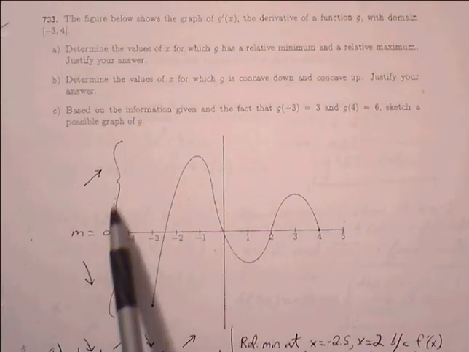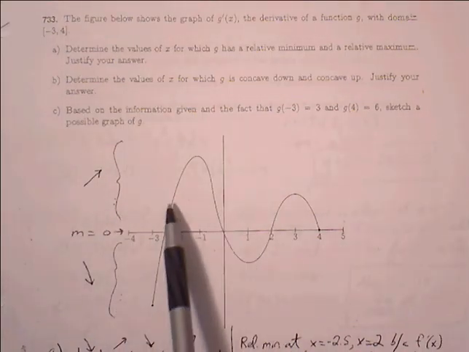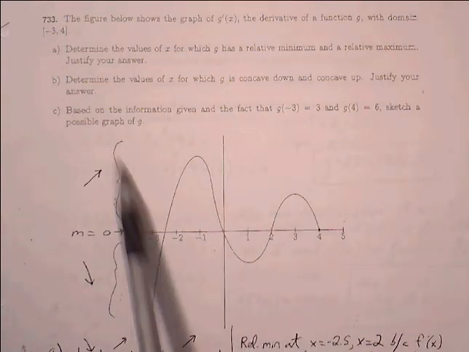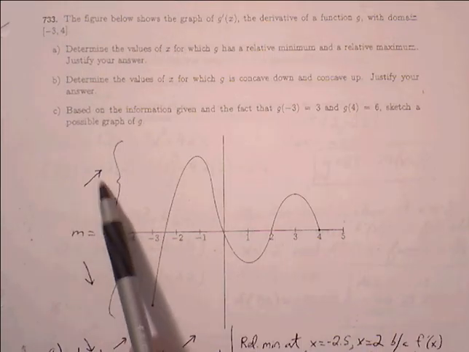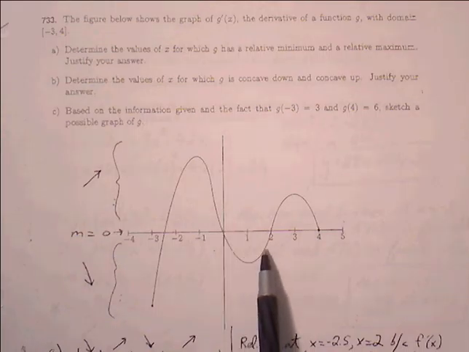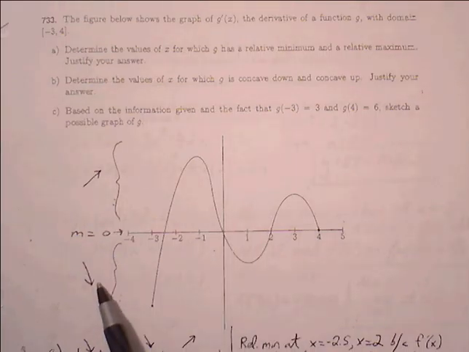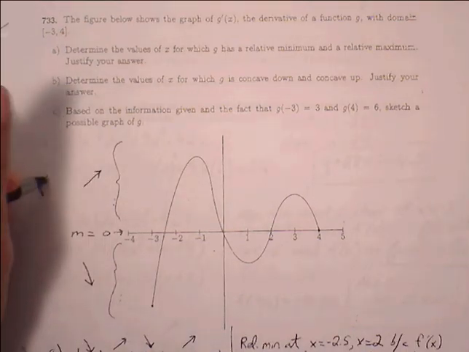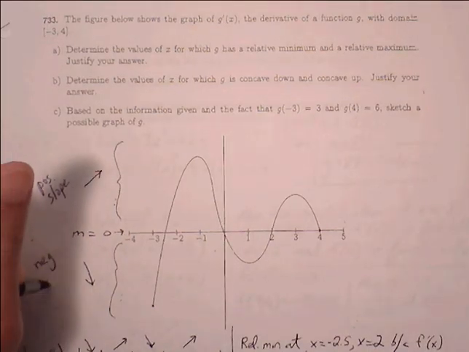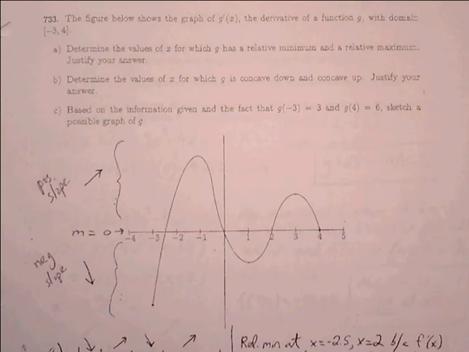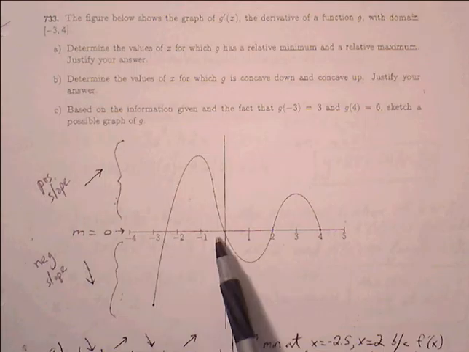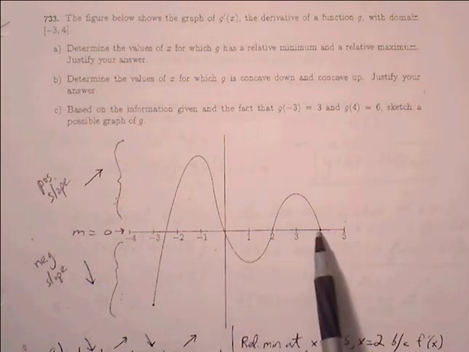What that means, first off, is that any of the points that you see above the x-axis represents where the original graph has a positive slope. Any points that lie below the x-axis represent where the original graph has negative slope. Anything above the x-axis represents positive slope for the original graph, anything below represents negative slope. Now, any points that lie on the x-axis represent where the slope of the original graph is 0.